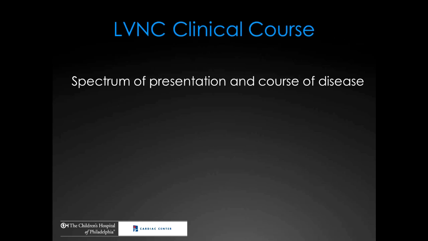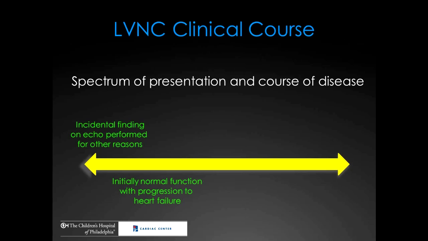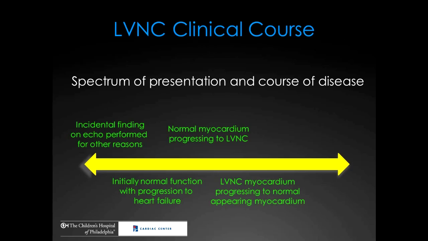So to make things even more complicated, I wanted to present to you the spectrum of presentation, if you will, and the course of disease that can occur when we are trying to consider LV noncompaction. You can have LV noncompaction be an incidental finding on an echo performed for other reasons such as murmur, palpitations, and such. You can have a patient with initially normal function with LV noncompaction who then progresses to heart failure. You can have a patient who presents with normal myocardium on echocardiography and then goes on to develop left ventricular noncompaction. You can have a patient who has what looks like LV noncompaction myocardium, which then progresses to normal appearing myocardium. And then you can have the classic presentation of heart failure with its complications. So this spectrum shows you how difficult it is to definitively make the diagnosis.